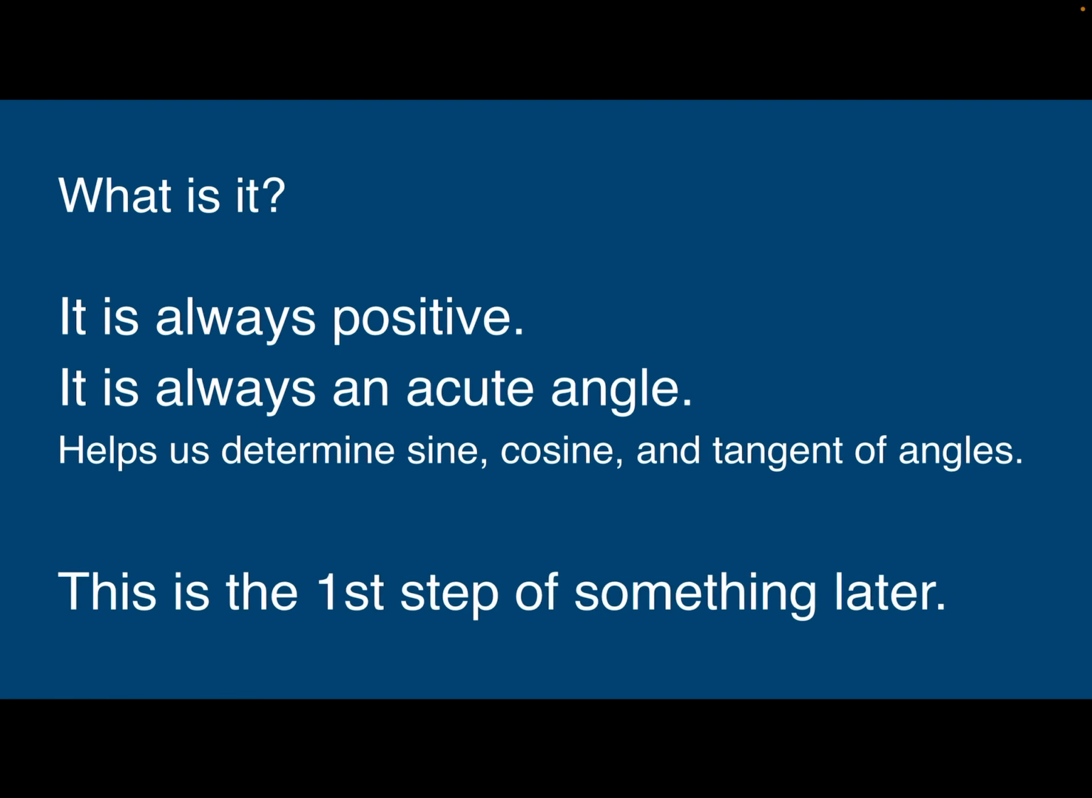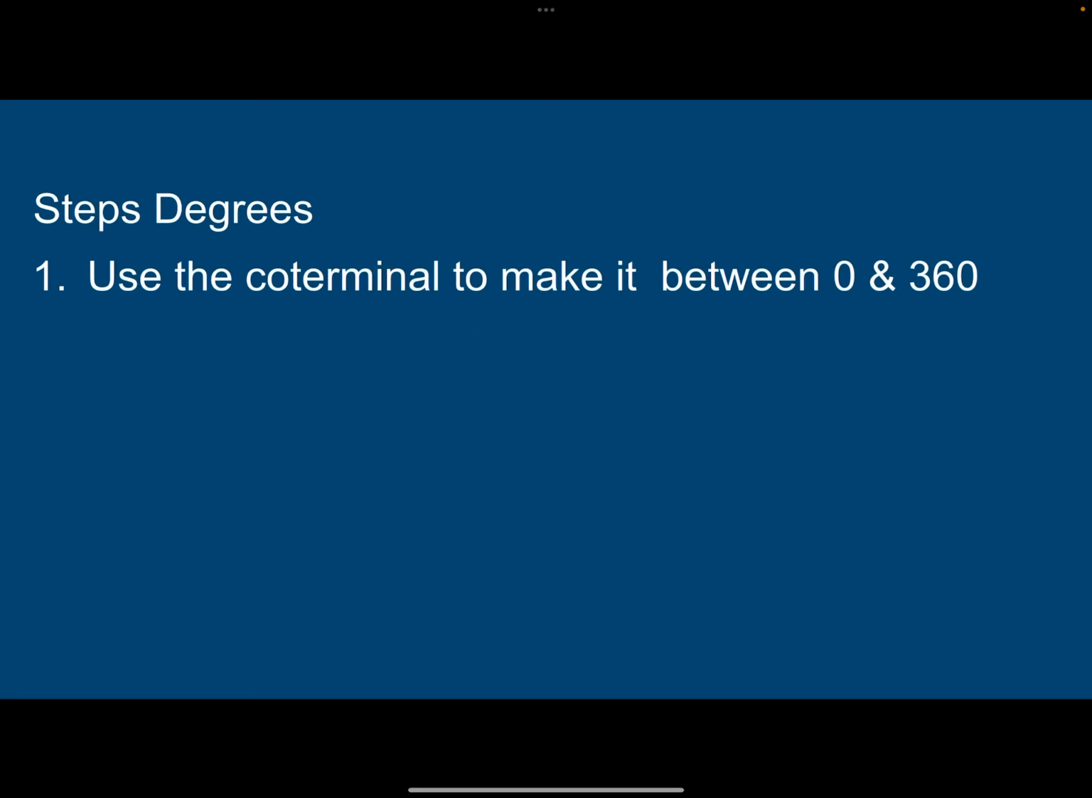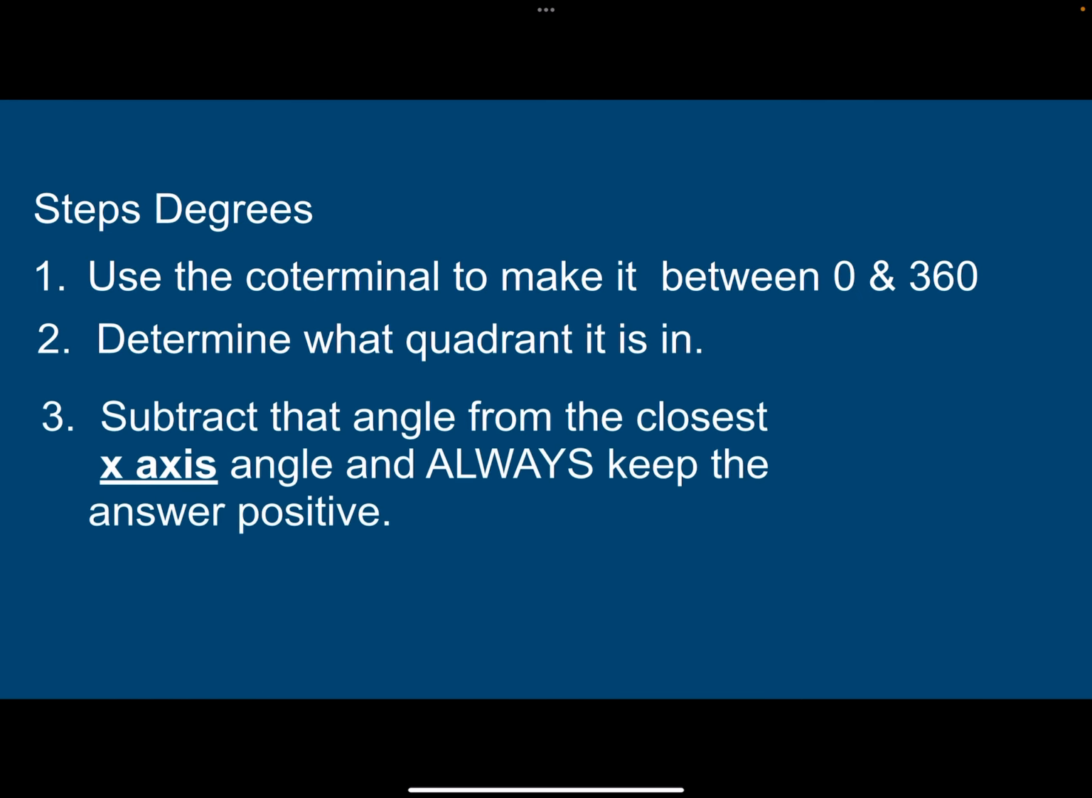We're going to use this soon. As soon as we know reference angles, we're going to progress and put everything together with triangles. When it comes to degrees, I want to make sure the angle is between 0 and 360. I want to figure out what quadrant it's going to be in, and I'm going to subtract that angle from the closest x-axis. Always the x-axis, and it's always going to be positive.